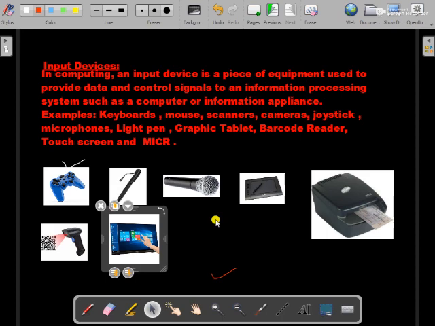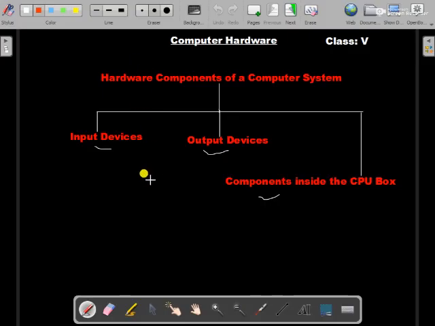Today I said that I will discuss about input devices. In the next video I will discuss about output devices, and after that I will discuss components inside the CPU box. So today I give full focus only to input devices, up to this.